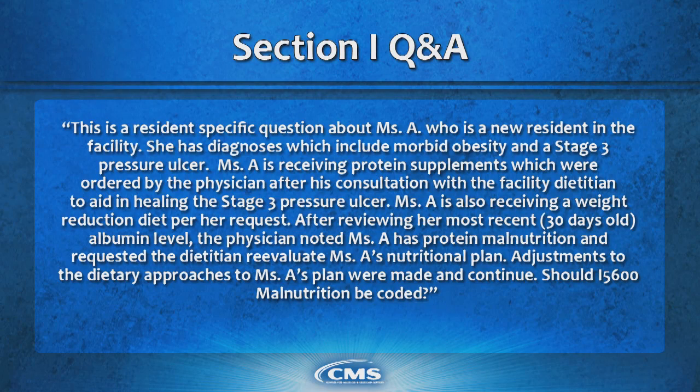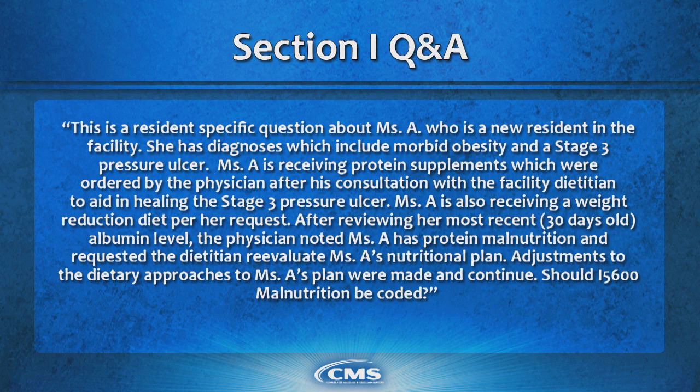Shelley, we have a question from a provider in Nebraska regarding determining if a diagnosis is active. This is a resident-specific question about Ms. A, who is a new resident in the facility. Her diagnoses include morbid obesity and a stage 3 pressure ulcer. Ms. A is receiving protein supplements which were ordered by the physician after consultation with the facility dietitian to aid in the healing of the stage 3 pressure ulcer. Ms. A is also receiving a weight reduction diet per her request and after physician consultation.